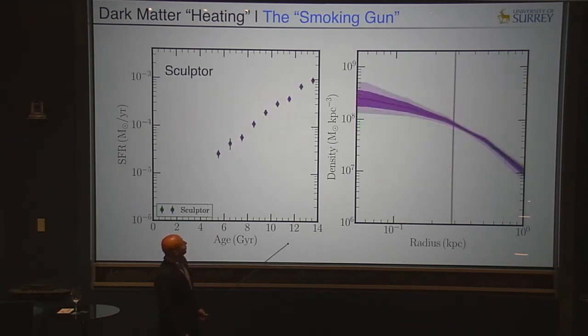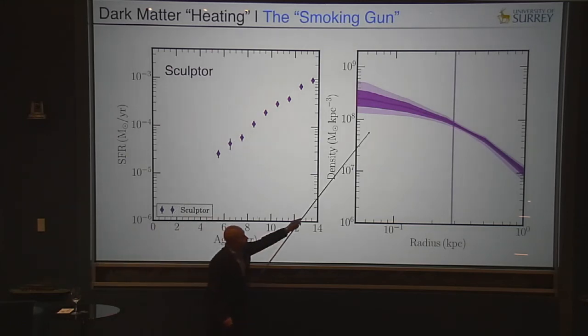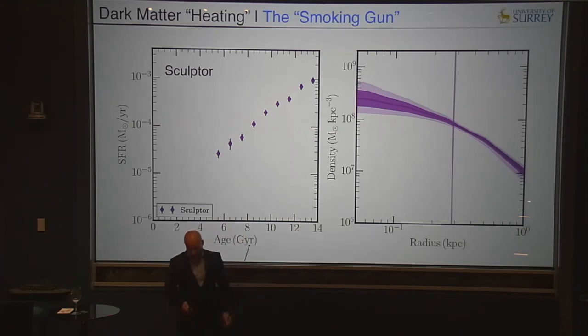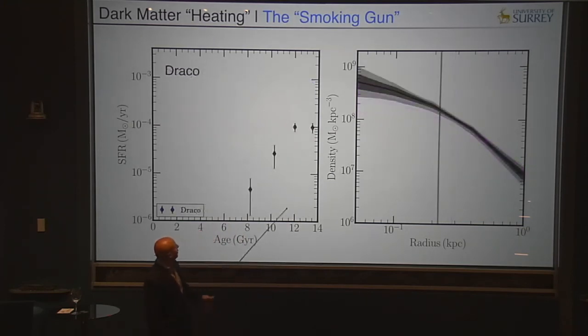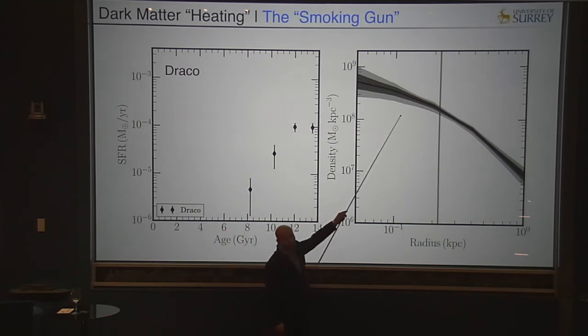But now look at Sculptor. This is a galaxy whose star formation shut down somewhere between 6 and 10 billion years ago, and you can see that it's systematically denser. And now finally here's Draco, the one that shut down very long ago. There's its star formation history, a couple of billion years of star formation, and then that's it. And you can see how much denser it is than Fornax. Lots more dark matter in the middle.